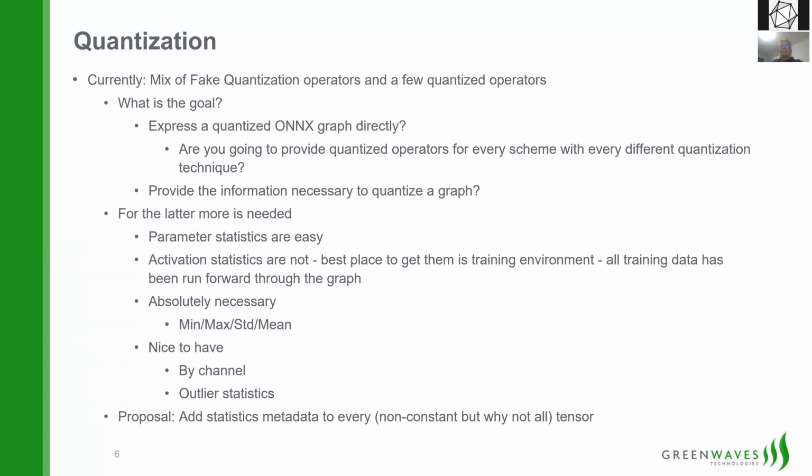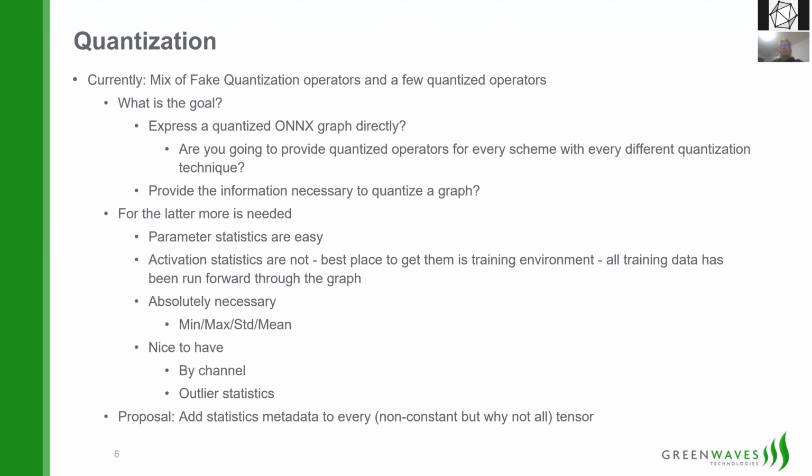I mean, if it's expressing a quantized graph directly so that you can run it in its form in ONNX, that seems like a really open-ended subject, because you're going to provide quantized operators for every single scheme with every single different quantization technique. Are you going to start supporting sub-byte quantization, variable bit width quantization? How are you going to support tensor compression? There are loads of things which really map close to the hardware as well, that have a really direct effect in terms of performance on hardware.